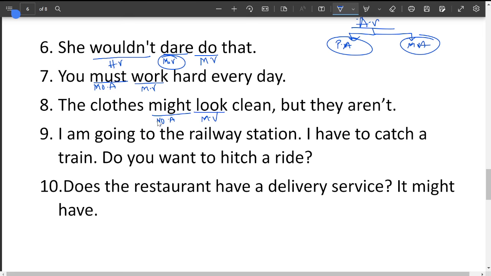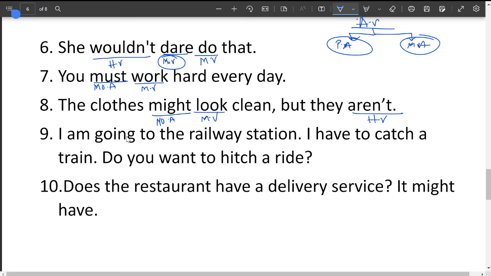So might here is a modal auxiliary, right? So that is also a helping verb. Next, aren't is another helping verb here. Okay, next, I am going to the railway station. I have to catch a train. Do you want to hitch a ride? Do you want to, that means, do you want to give a ride?